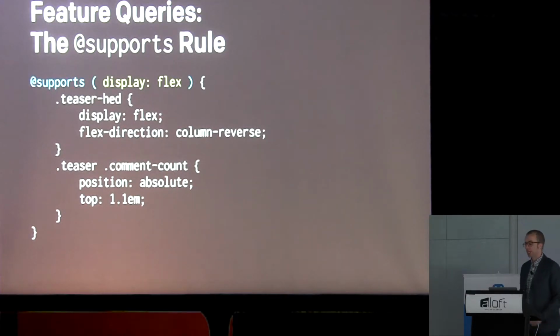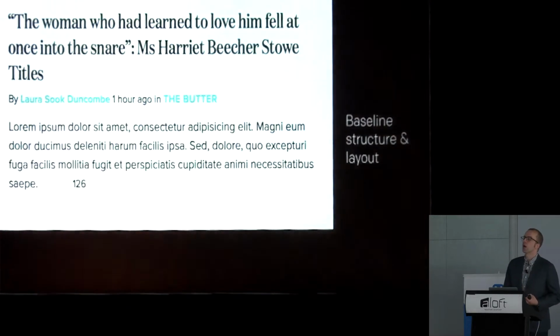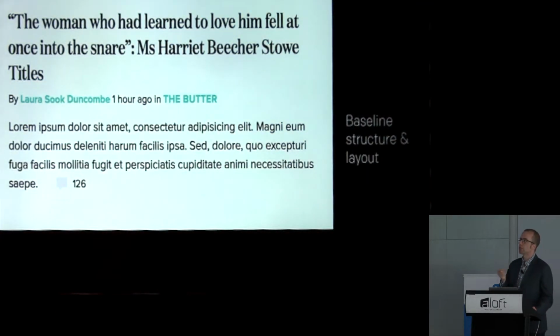And if it passes that test and says, yes, I do in fact support display flex as a property value pair, then I can conditionally apply those more advanced rules for those devices that pass that feature test and also that understand feature queries. Now, regardless of how you decide to actually approach this particular problem from an implementation standpoint, what we're talking about at the end of the day is a baseline structure and layout that meets the needs of the content we're actually trying to serve to our end users.